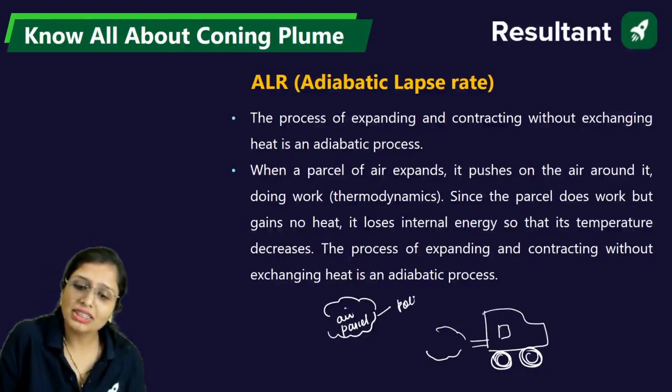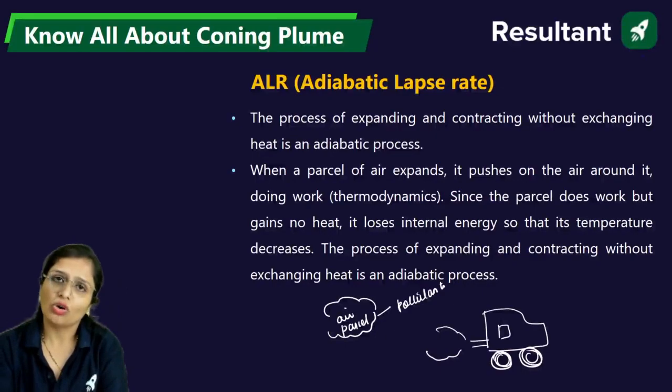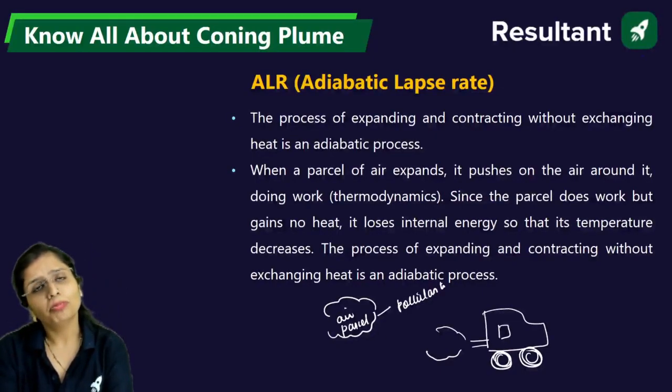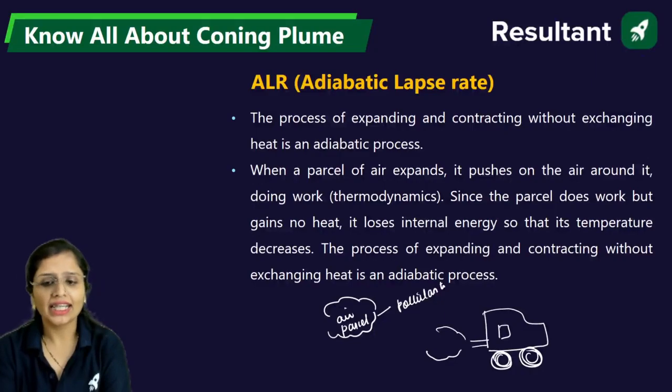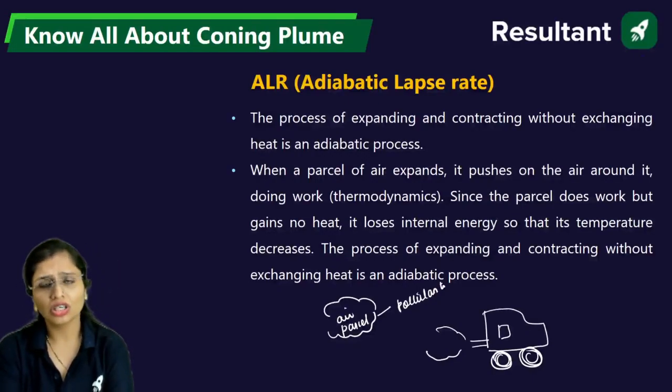So it has been seen that when the pollutants rise up, that means when the altitude increases, the temperature of the pollutants also decreases. Now you will say, how come it decreases? Because the meaning of adiabatic is that no exchange of heat is taking place. So how could the temperature decrease with increase in altitude? Can you tell the reason for this?